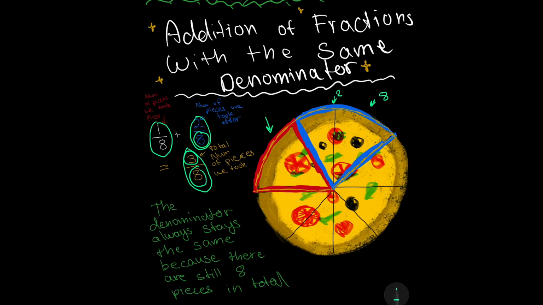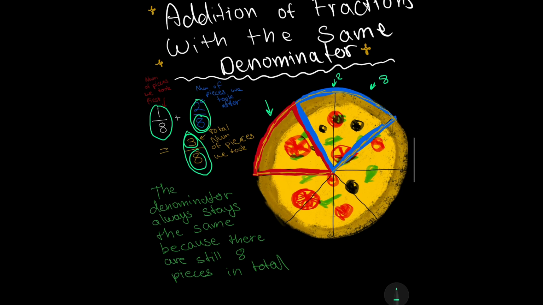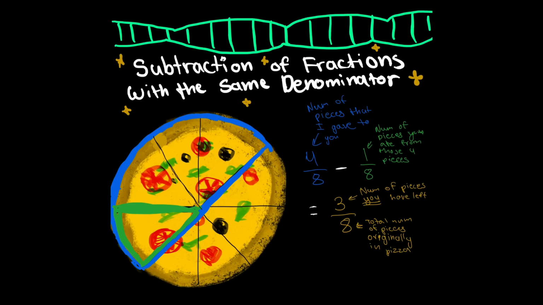Okay, here's a rule. The denominator always stays the same because there are 8 pieces in total. We didn't change the number of pieces the pizza was at. So now we're going to talk about subtraction of fractions with the same denominator. So let's say we have yet another pizza with 8 pieces. I know all of our pizzas have 8 slices, but in our world, that's just how pizza is, I guess.